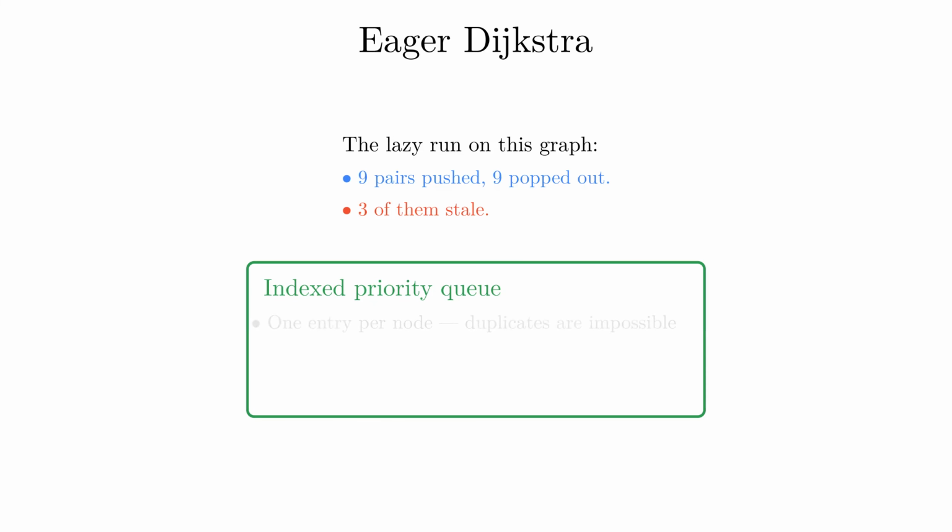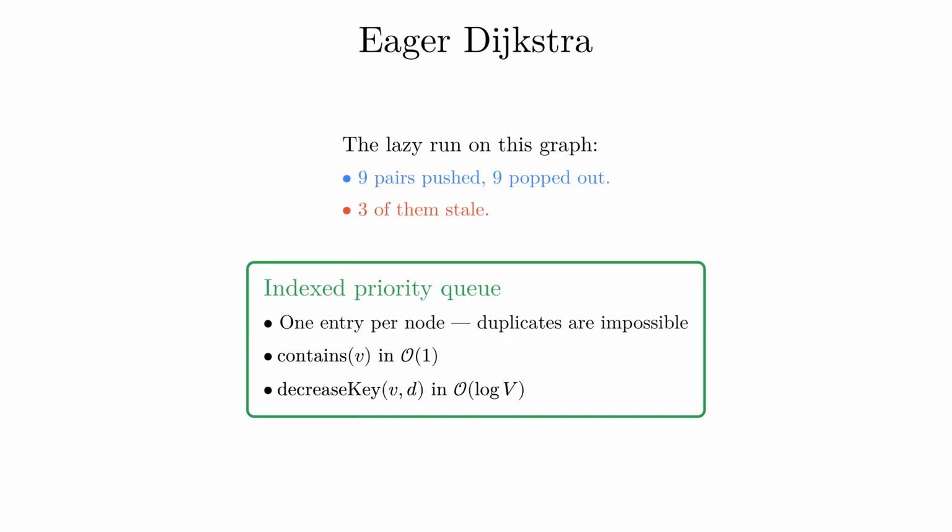The fix is a different data structure, an indexed priority queue. It keeps at most one entry per node, so a duplicate can never exist. Because it is indexed by node, it can tell you in constant time whether a node is already inside, and lower that node's value in logarithmic time. So instead of inserting a second pair and dealing with the old one later, we simply update the entry that is already there.